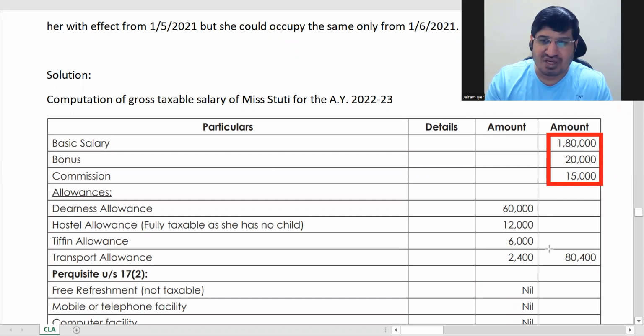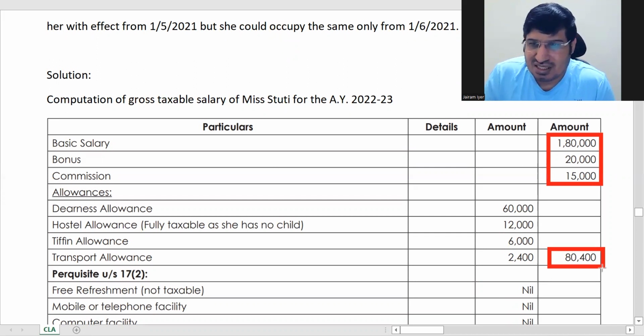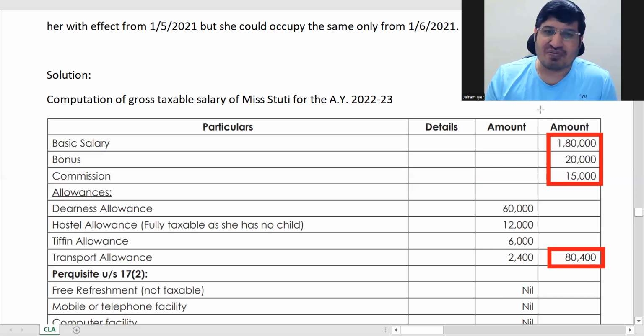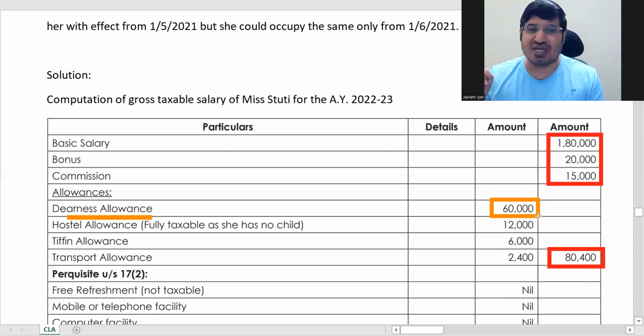Shall I take this whole thing? All our taxable allowances, we'll add this, and you will get the full salary for your rent-free accommodation. There is only one problem here, and that is in your DA. In DA you have to take only DA if. You cannot take this 60,000, because it was given in the problem that DA does not form part of salary. So you will only take these three for computation of salary.